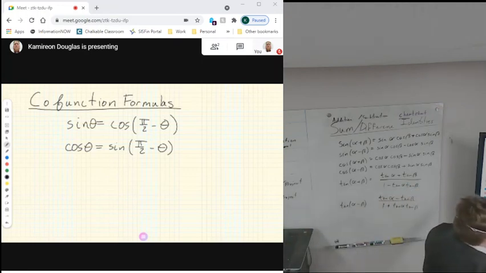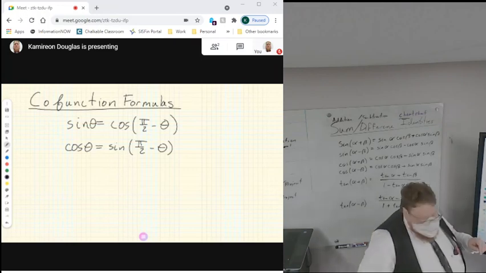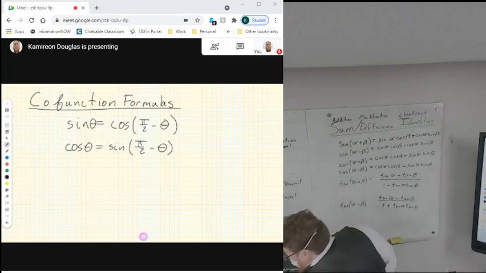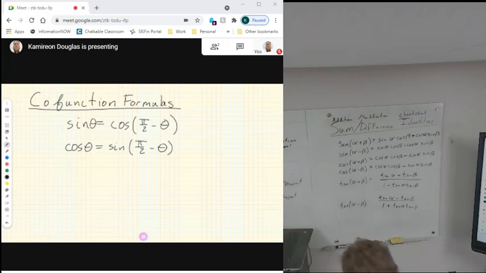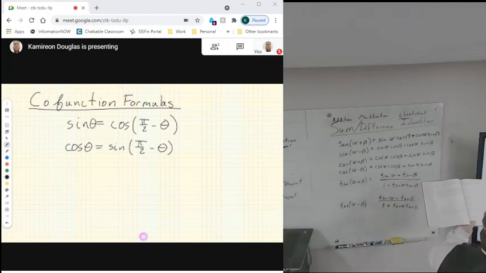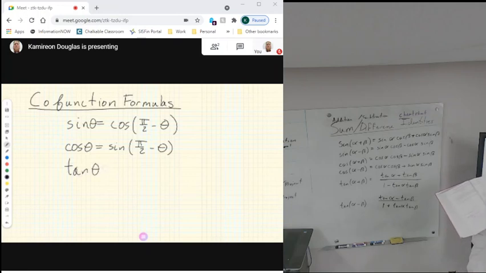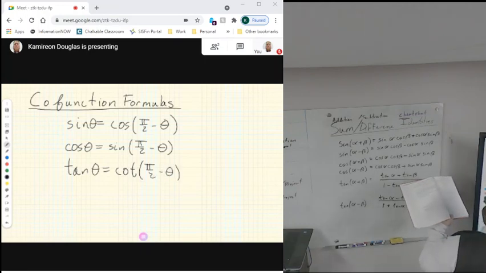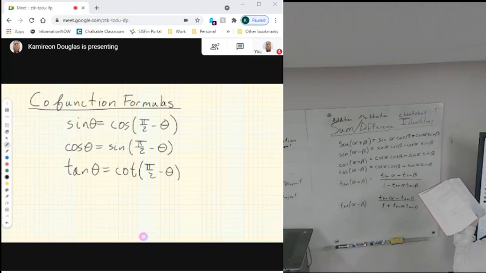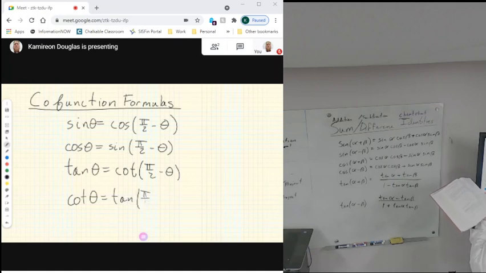So you have a connection between sine and cosine, we have a connection between cosine and sine. There's a connection between tangent and cotangent, the same basic connection. All these are pretty similar. So tangent of theta is equal to cotangent of pi over 2 minus theta. And then cotangent of theta is equal to tangent of pi over 2 minus theta.